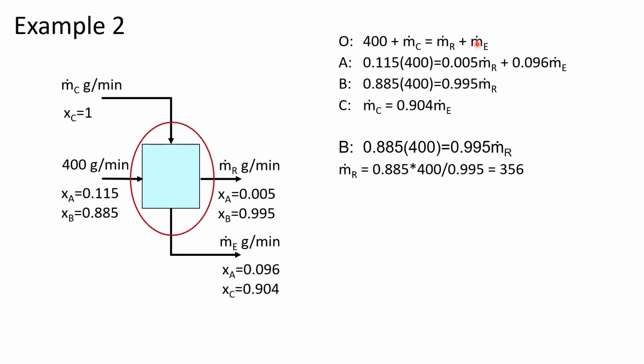We won't be able to solve for one of those from that equation. The overall balance we can't use. If we look at the balance for acetic acid, it has 2 unknowns. If we look at the balance for water, we find this equation has only 1 unknown. So let's use this equation to solve for that 1 unknown, which is m dot sub r. If we rearrange that equation, m dot sub r is just going to be 0.885 times 400 divided by 0.995. That's 356. That's a great start.